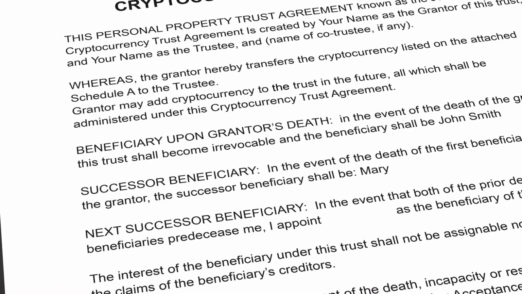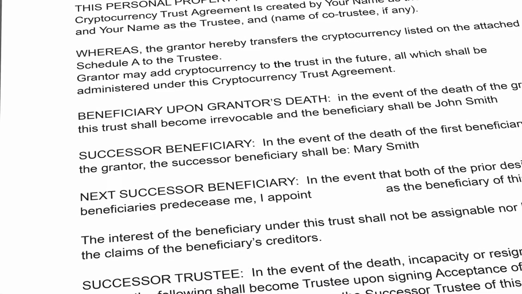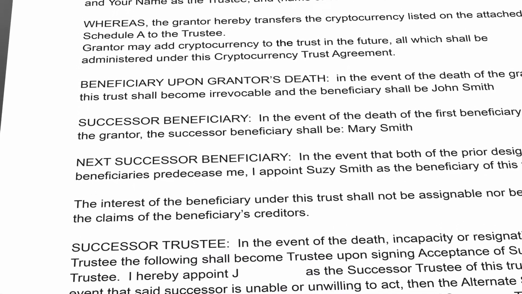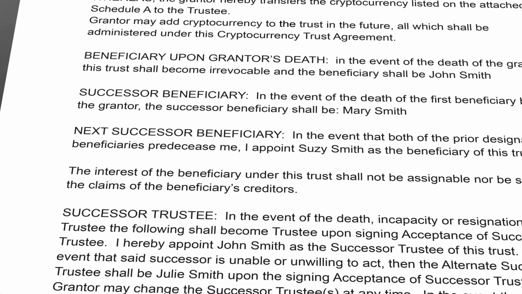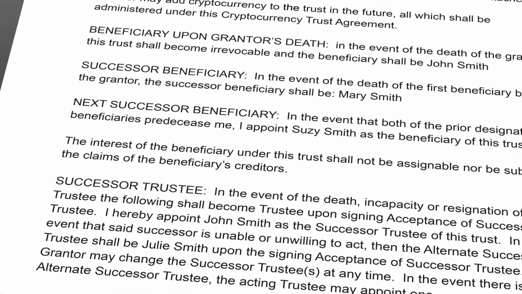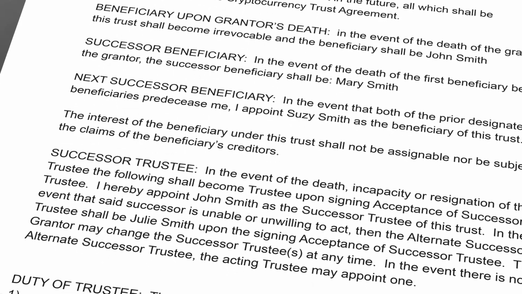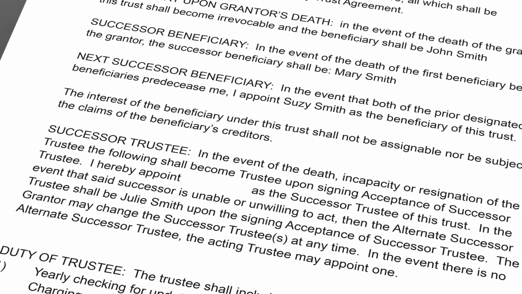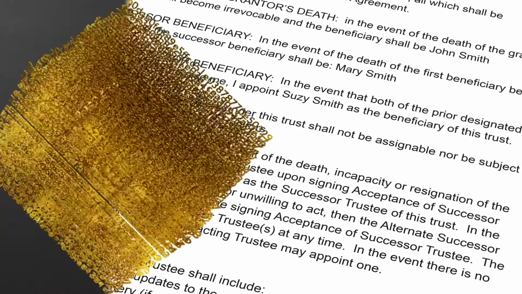And I suggest you add a successor beneficiary. We'll use Mary Smith. Or if you want even a third beneficiary, Susie Smith. Next, you name your successor trustee. Here, I suggest you designate your first beneficiary as the successor trustee, John Smith. However, if John is too young or not able to manage his own affairs, you select whoever you want to manage the trust for your beneficiary and name that person as the successor trustee.